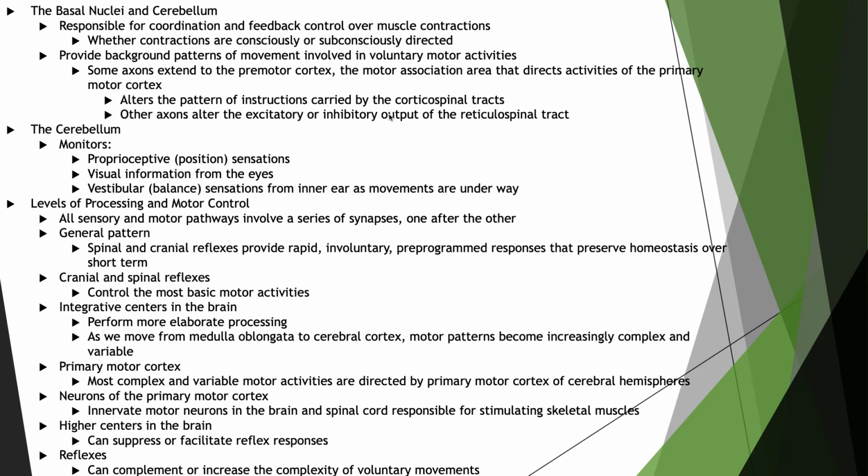The basal nuclei and the cerebellum are responsible for coordination and feedback control over muscle contractions. Those contractions can be consciously or subconsciously directed. The basal nuclei provide the background patterns of movement involved in voluntary motor activities. For example, they may control muscles that determine the background position of the trunk or the limbs, or they may direct rhythmic cycles of movement as in walking or running.